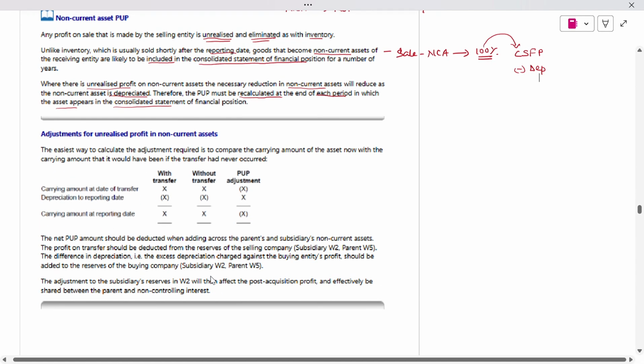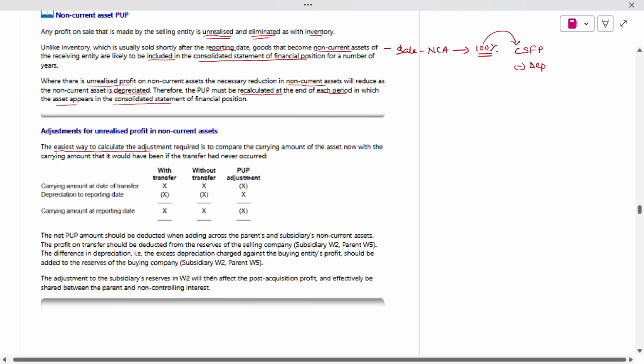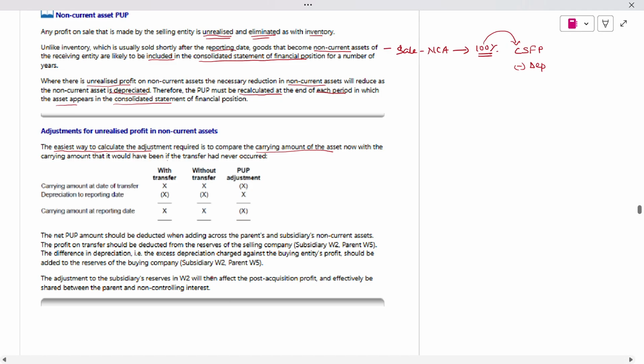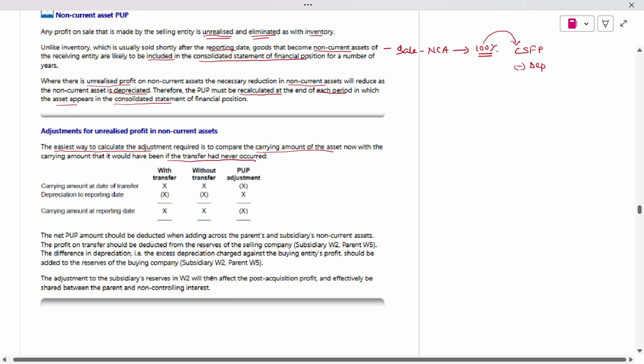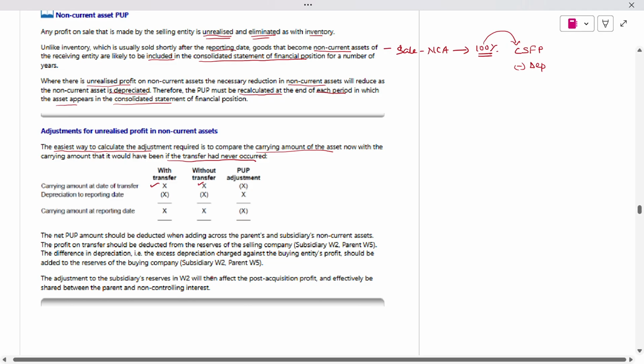Okay, the easiest way to calculate the adjustment is to compare the carrying amount of the asset now with the carrying amount it would have been if the transfer never occurred. This is the simplest method. Assume the transfer has not happened. As simple as that. Non-current assets, carrying amount: we have taken the depreciation with the transfer and without the transfer, the portion of unrealized profits. We take the difference in carrying amount.